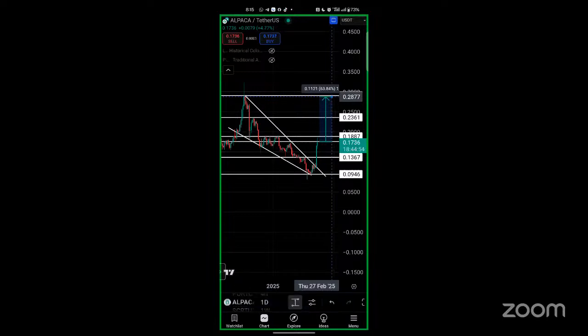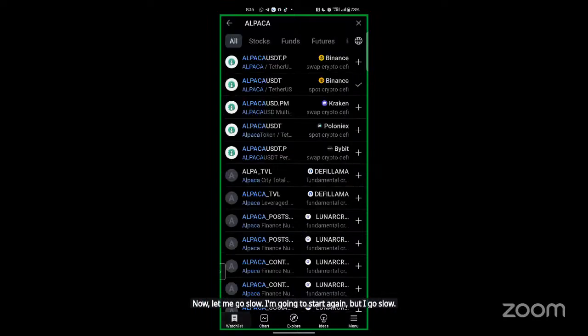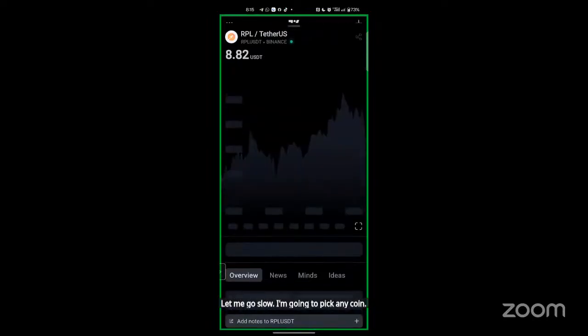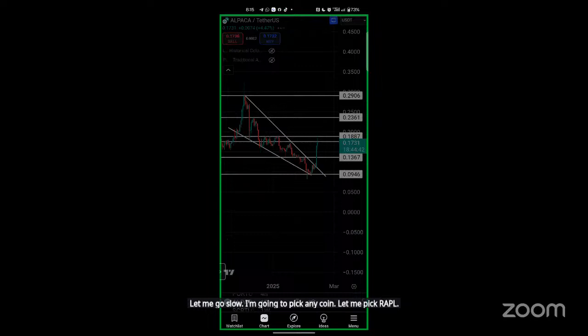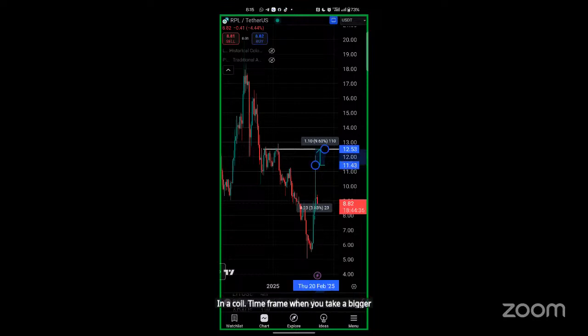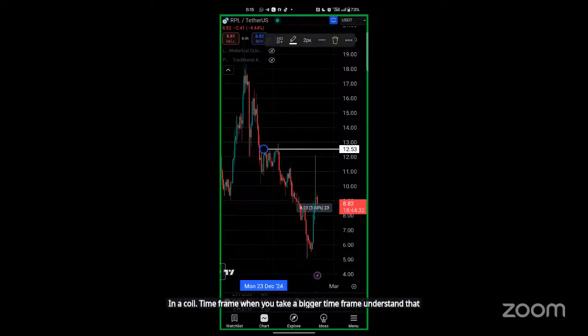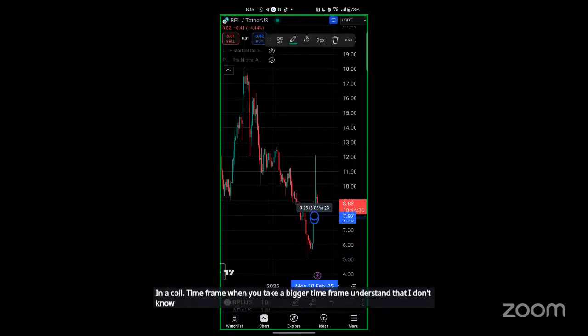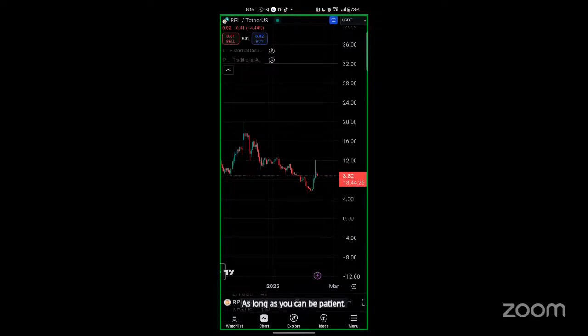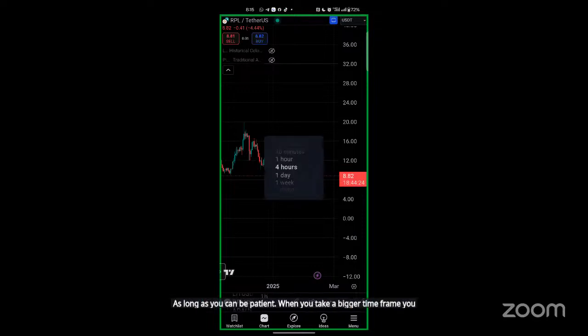Now let me go slow. I'm going to start again, but slowly. I'm going to pick any coin. Let me pick RPL. Regarding time frame, I don't know why people make these things very hard. As long as you can be patient, when you take a bigger time frame, you always stay in a trade longer. Let me go to 1 hour.